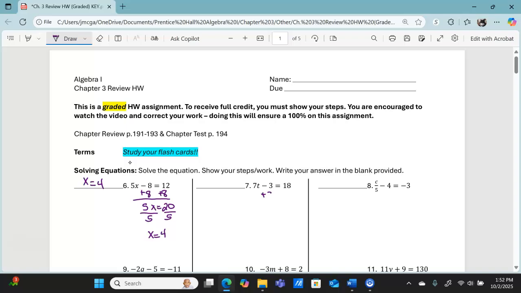Number 7, we add 3 to both sides. The 18 and 3 are both positive, so again they add together. Divide by 7, we get t equals 3.